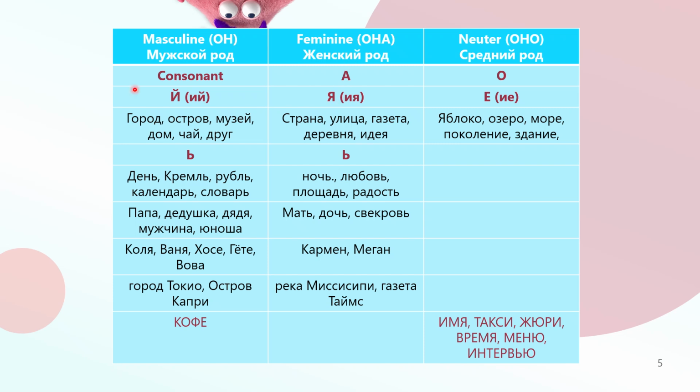Also note some exceptions to the rules of Russian language. For example, coffee ends with е, but this noun is in masculine gender. The same is here. Имя, такси, жюри, время, меню, интервью. All of them are in neuter gender. The gender of these nouns needs only to be remembered.